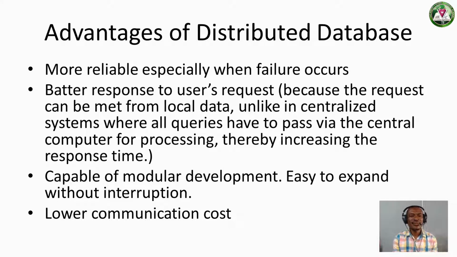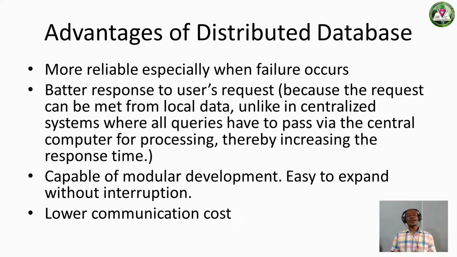Now the next one is better response. B-E-T-T-E-R. Better response to users' request. So one of the advantages of distributed database is that it grants the users better response to their request. Why? Because the request can be made from local data. When you request for anything, since each of the sites has its data stored physically there, your request can be made from your local place.